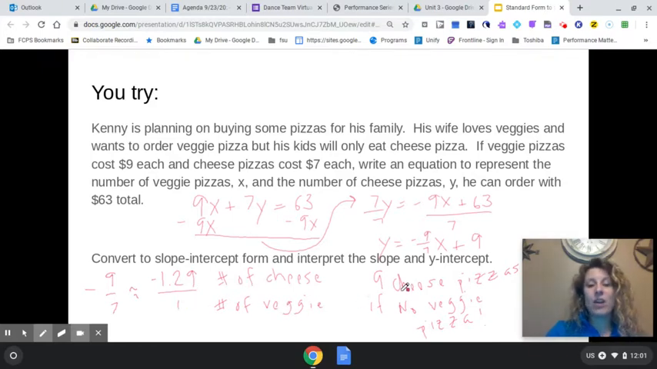And then our y-intercept is 9, and this tells me that I could buy 9 cheese pizzas if I don't buy any veggie pizzas. But the wife might not be very happy with that.